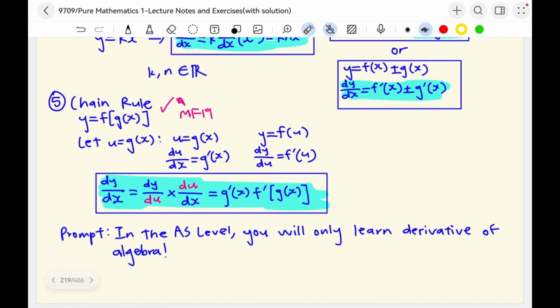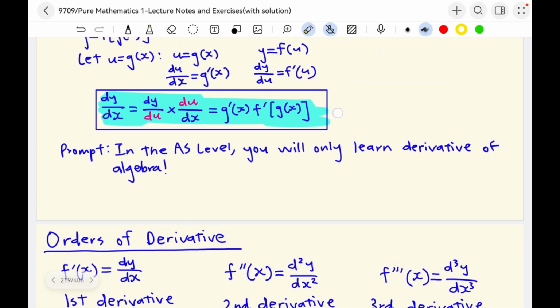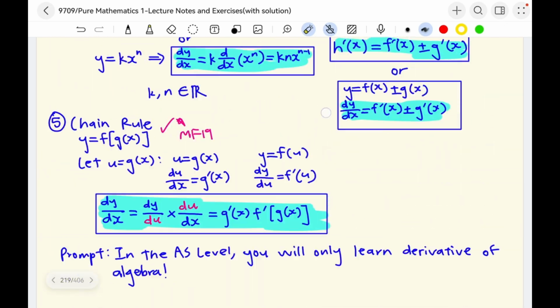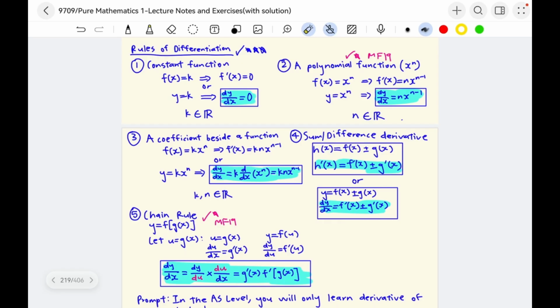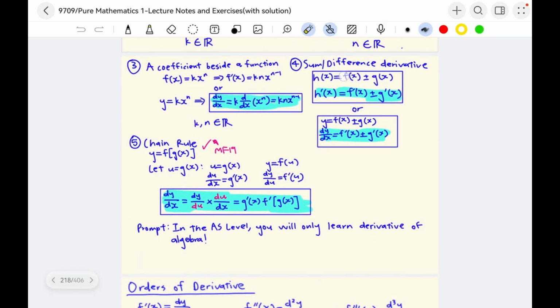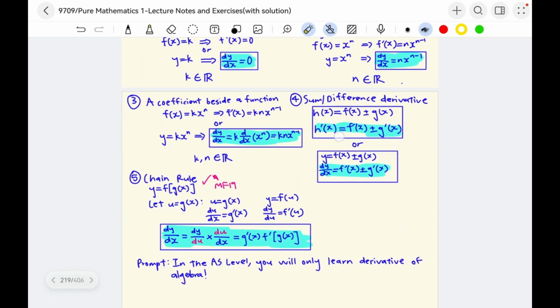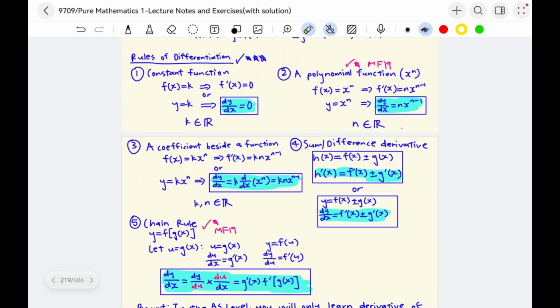Okay, when you are dealing with complicated differentiation, when you deal with composite functions, use the chain rule approach. This gives you the standard idea. So far, what we can summarize over here are the rules of differentiation for polynomial functions. If you want to master these rules, please do practice.